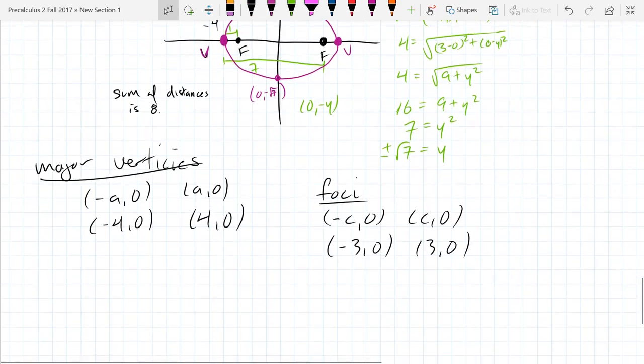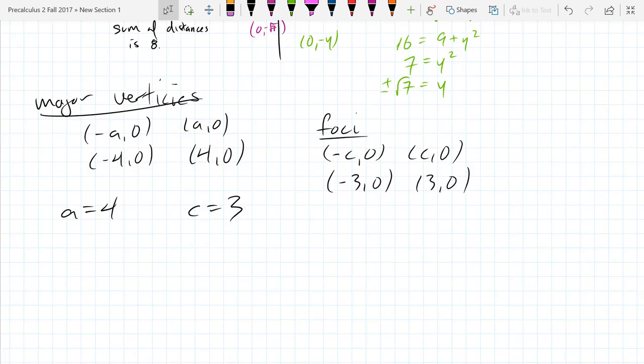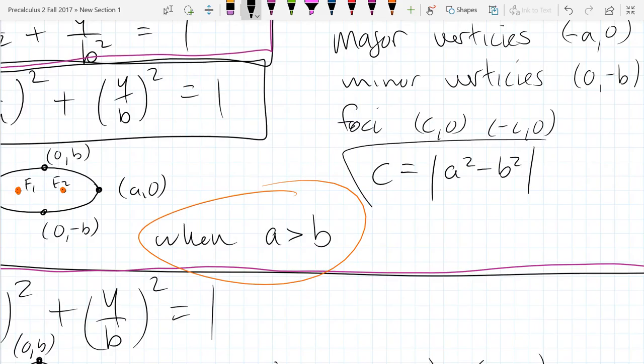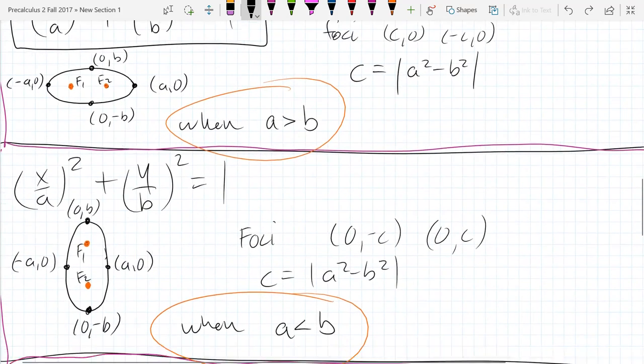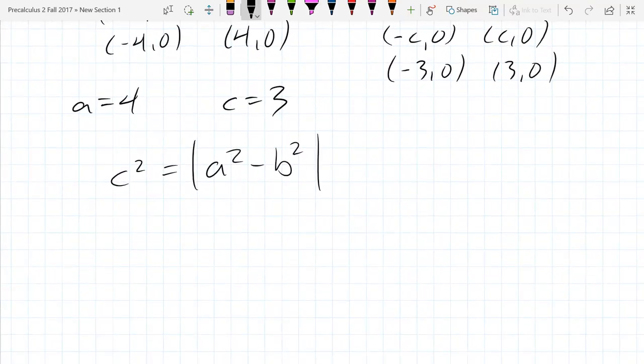So I know a and c. a is 4, c is 3. How are a, b, and c related? There is a relationship up here. It is c squared is the absolute value of a squared minus b squared. So that's how we're going to relate these together. So I'm going to plug in the values we know. 3 squared equals absolute value 4 squared minus b squared.